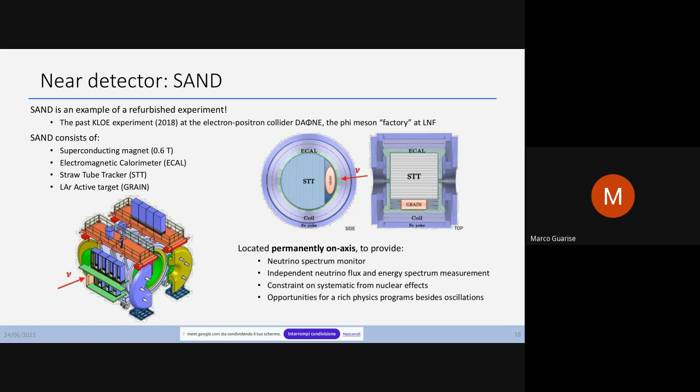And also, since in the inner part we have this small vessel here, which is called GRAIN, a liquid argon imaging camera, we can use two different target materials to reduce systematics or strange effects. So it's an important part of the detector. And the tracker here, the baseline detector, is a straw tube tracker.